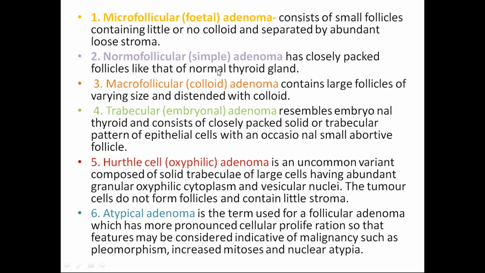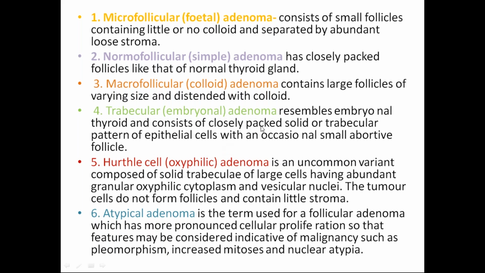In case of normofollicular adenoma, the follicles are closely packed and similarly look like a normal thyroid. And in case of macrofollicular adenoma, there will be large sized follicles distended with colloid. So we need to differentiate macrofollicular adenoma from normal thyroid tissue or multinodular goiter. So in multinodular goiter, how to differentiate? This tissue is very well encapsulated, whereas in case of MNG, it is partially encapsulated and filled with the colloid.